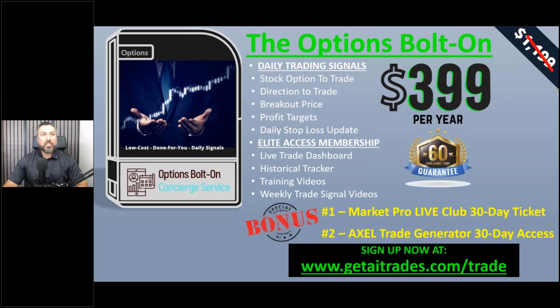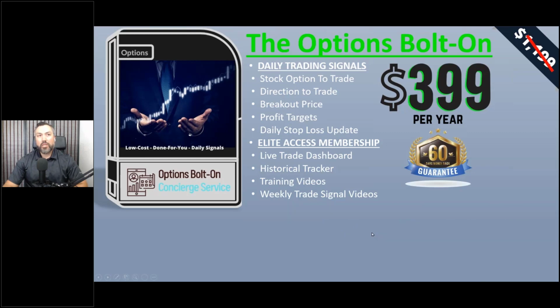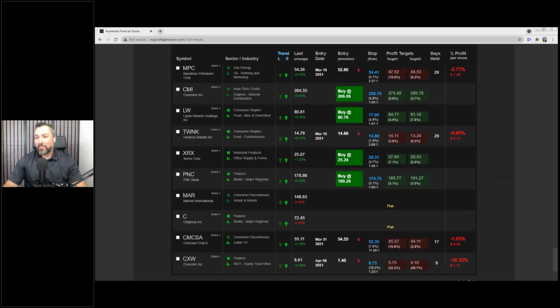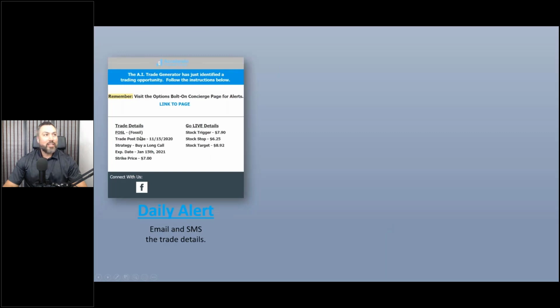So this is a signal that we gave out. This is an example of a trade we sent out for Fossil just to show you what it looks like, right? So here is a signal that we sent to everybody. It says the symbol is Fossil. We posted the trade on November 15th.